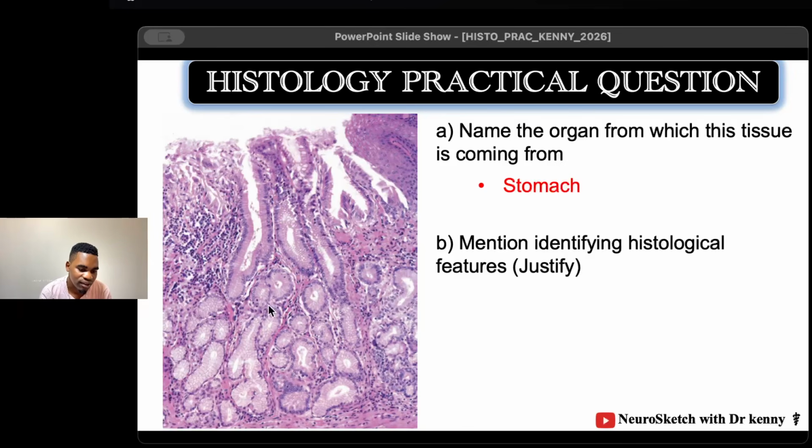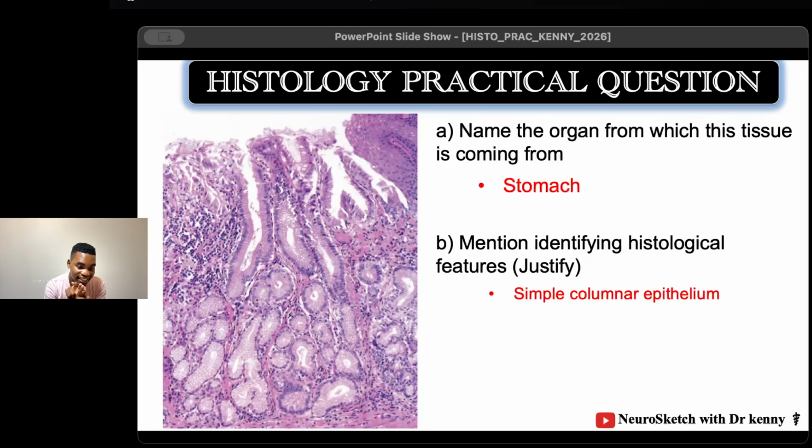So the next thing that we're going to do is to justify why stomach. So let's go to the epithelial type, and this is how you're going to answer in your exams. You start with the epithelial type. So what is the epithelial type? You take a closer look. See these cells, they are column-like. So that is simple columnar cells or simple columnar epithelium. And then where do you mostly find the simple columnar epithelium? They're going to be stomach and intestine.